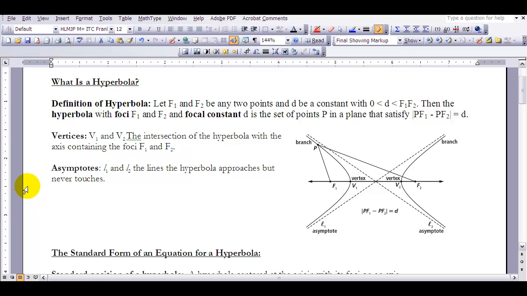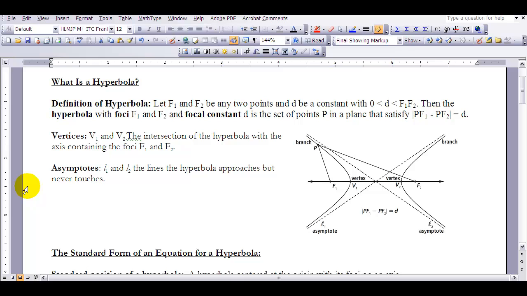So here's the actual definition. Let f1 and f2 be any 2 points and d be a constant, with d being a value between f1 and f2. Then the hyperbola with foci f1 and f2 and a focal constant of d is the set of points P in a plane that satisfy: the distance from P to f1 minus the distance from P to f2 is equal to that focal constant. Notice we have absolute values around that. The reason for that is we're talking about a distance, so it's always got to be a constant value.